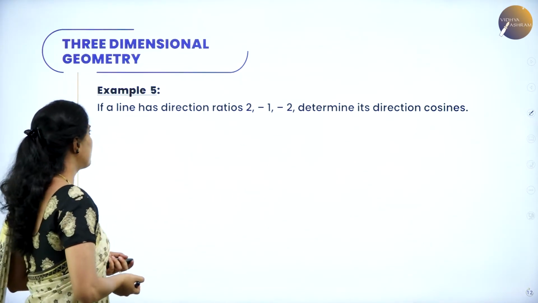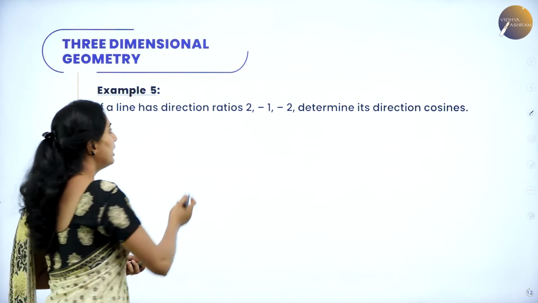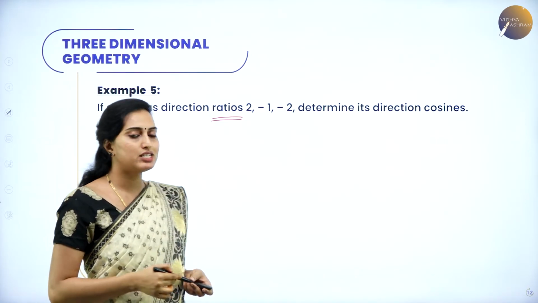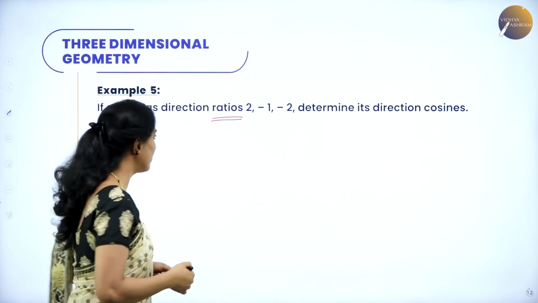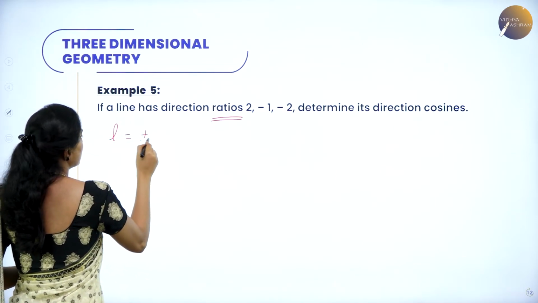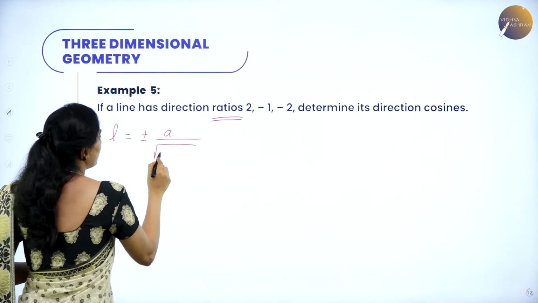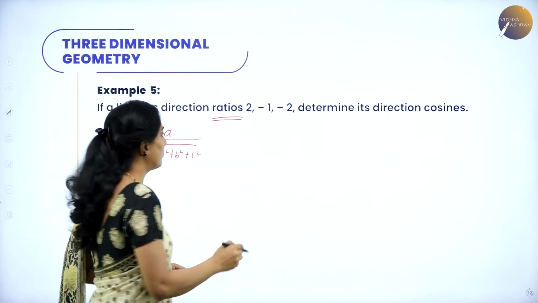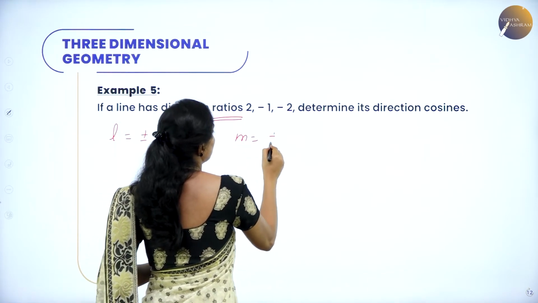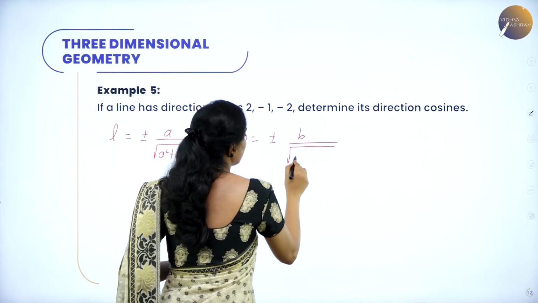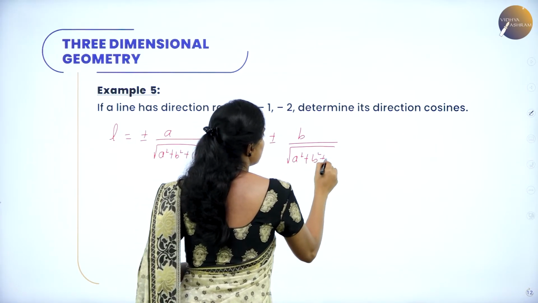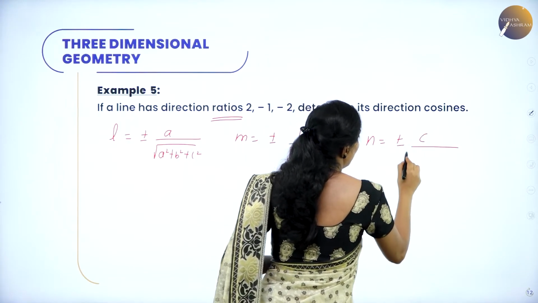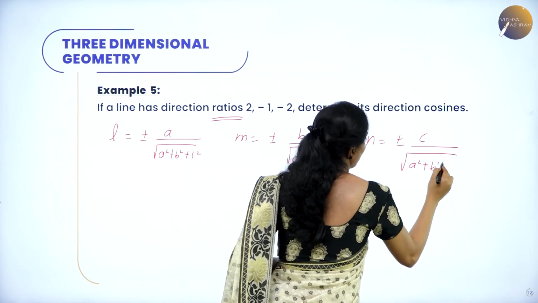We'll be moving on to the next one. If a line has direction ratios 2, -1, -2, determine its direction cosines. The direction cosines are given by L equal to plus or minus A divided by under the root of A squared plus B squared plus C squared, if the direction ratios are given. Similarly, M is equal to plus or minus B divided by under the root of A squared plus B squared plus C squared. Similarly, N is equal to plus or minus C divided by under the root of A squared plus B squared plus C squared.